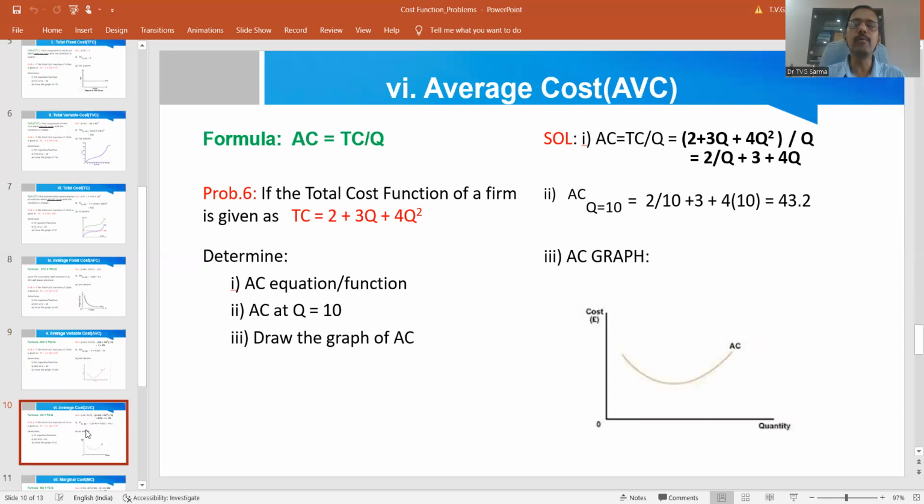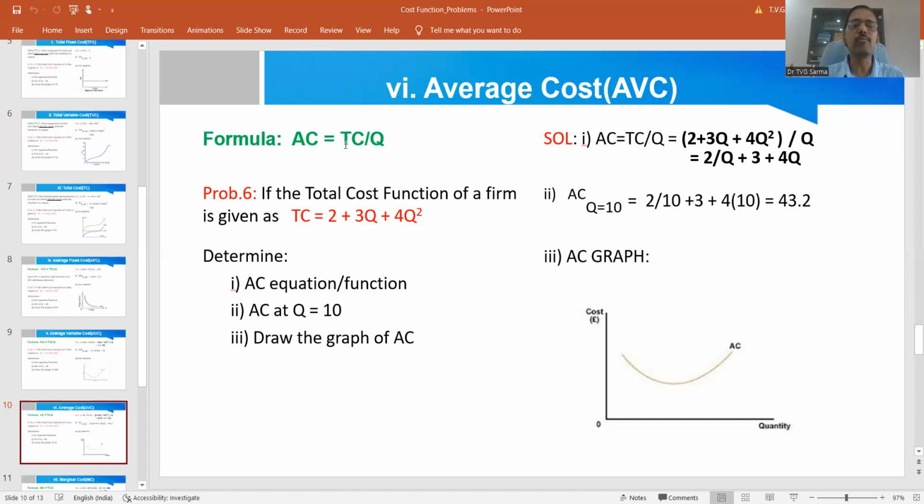Lastly, we can try to pick up the concept of average cost. Now the formula for average cost is given as total cost divided by output. Moreover, average cost is nothing but a summation of average fixed cost plus average variable cost.